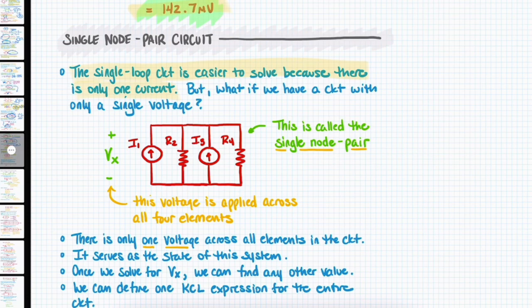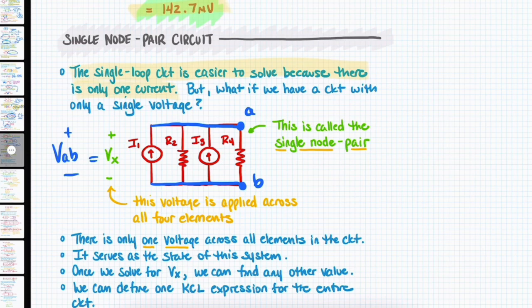So a single node pair, the easiest way to identify it is it only has one pair of electrically independent nodes, right? There are only two electrically independent nodes here, A and B. All right. The voltage across all of these elements is exactly the same, which we'll call Vx, or I could call it VAB. And so, right, they're all in parallel, just like in a single loop circuit, everything is in series. In a single node pair, everything is in parallel. In a single loop circuit, they all have the same current flowing through them. In a single node pair, they all have the same voltage across them.